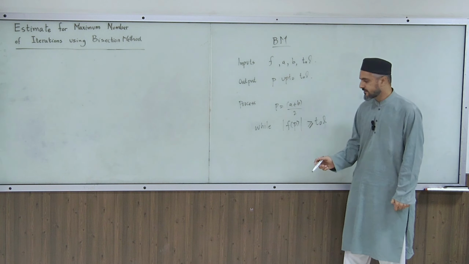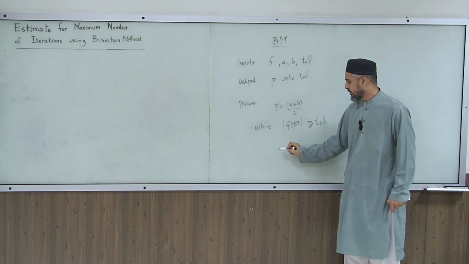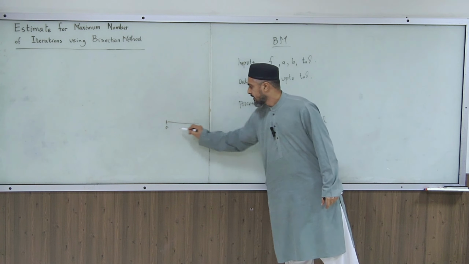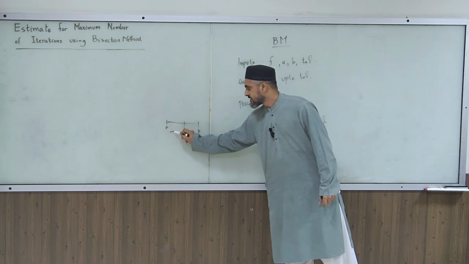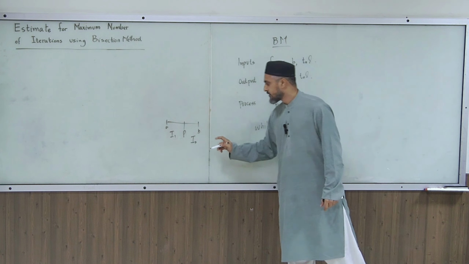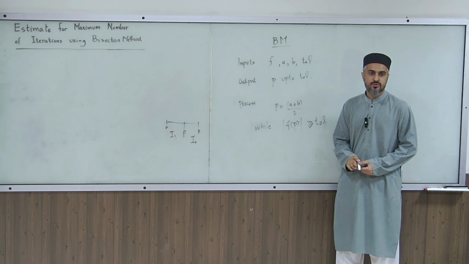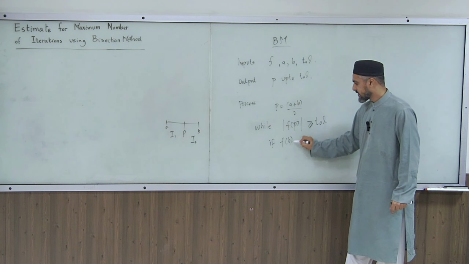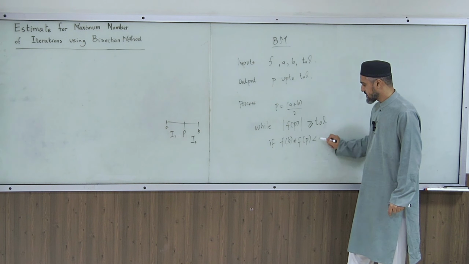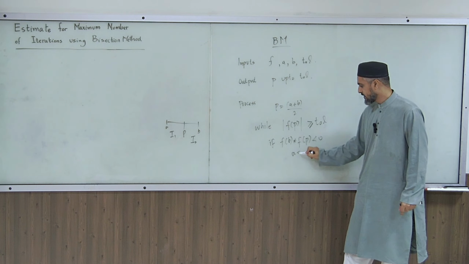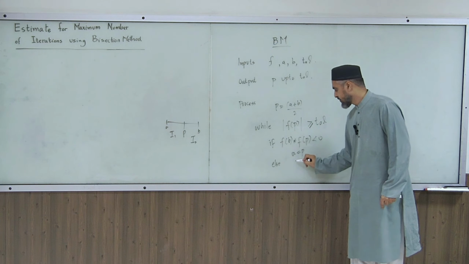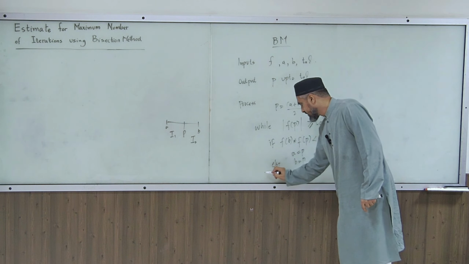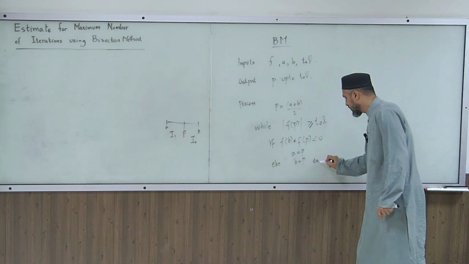And how do we find a solution? We do the root bracketing. What is root bracketing? There are two subintervals, I1 and I2, and out of I1 and I2 we have to choose one subinterval. How do we choose that? We use the condition: if the solution lies between B and P, then move A, otherwise move B.